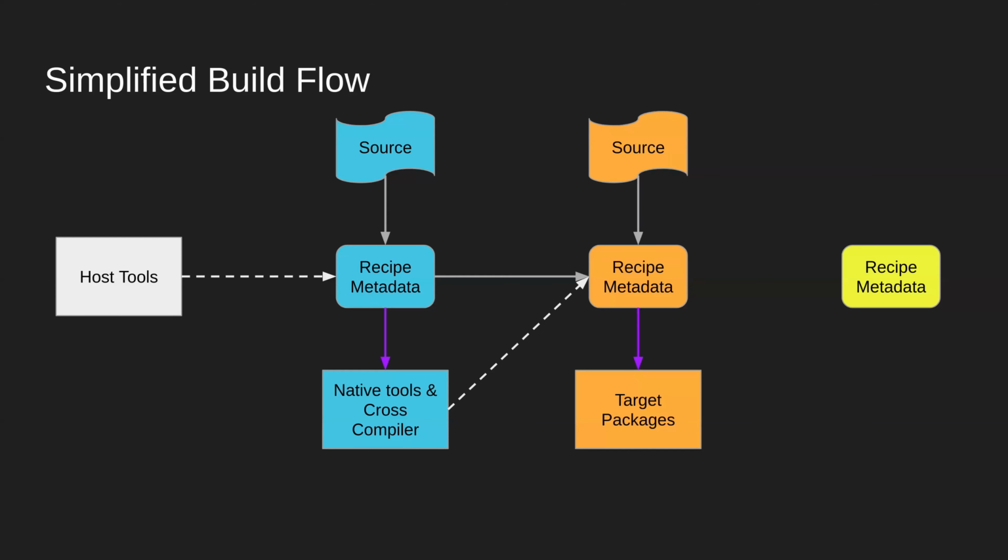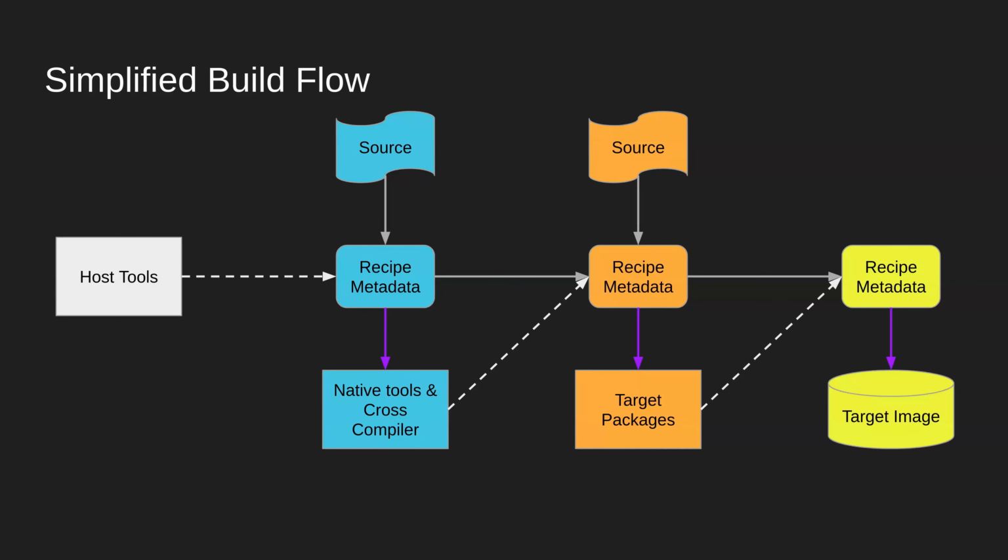So the next step that we're going to take is we're going to take those native tools and cross compiler and things like that, and we're going to process more recipe metadata, this time for the target. And so we're going to produce a bunch of target packages. And then the final step that we take is we take those target packages and we process yet more metadata that says how to build an image, and we install those target packages into the image. And then you can go flash that on your device or whatever it is that you're going to do with it.